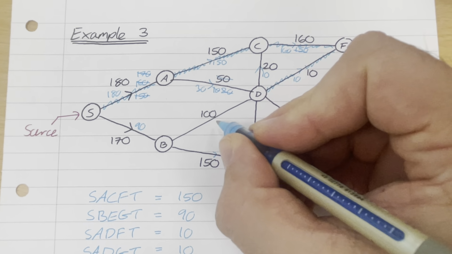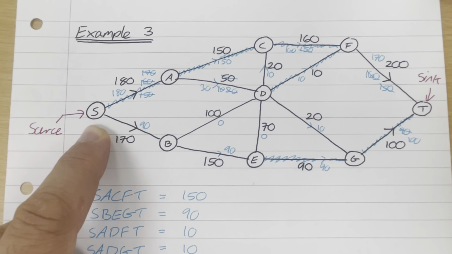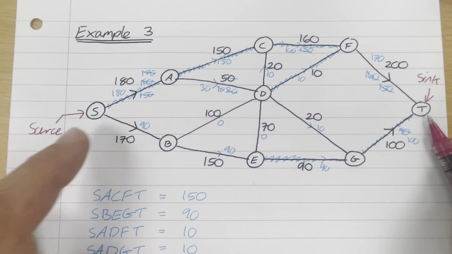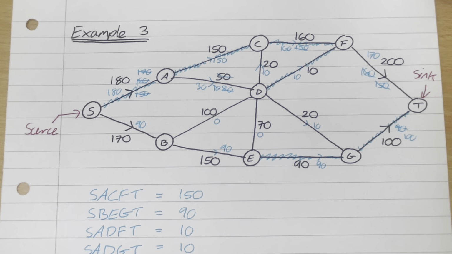You don't want any net flow at any nodes other than the source node, which is the only node where flow emanates from, and the sink node, which is the only node where flow collects.